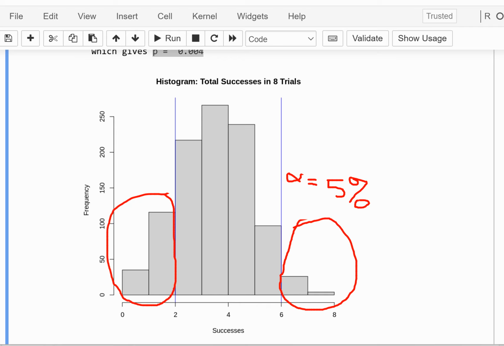Now, why did Ron Fisher say, okay, if the probability is less than 0.05, we're going to reject the null. We're going to say that we have evidence that Muriel is not just guessing at random. Okay, why did he pick 5%? Well, we don't really know, but let's say this.